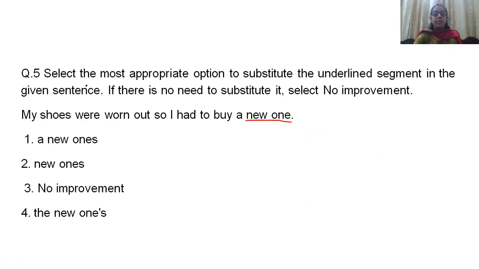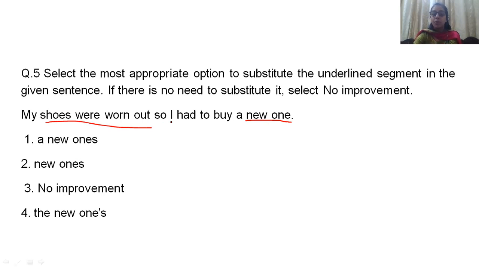Question number 5, select the most appropriate option to substitute the underlined segment in the given sentence. If there is no substitute, select no improvement. Now this question comes under improvement of sentences. A sentence will be given to you, but a specific part of the sentence will be underlined and they will ask you to identify whether it is right or wrong or choose a substitute for the same.